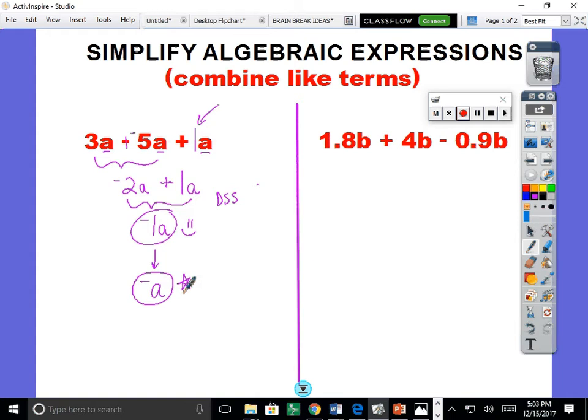Let's take a look at our second example. Notice all my variables match. They all have the same identity, the same label. So B's can go with B's, can go with B's. It's a lot of B's apparently. Let's go ahead and work in order from left to right. We've only talked about simplifying with addition and subtraction, so we really can follow PEMDAS in order from left to right now.